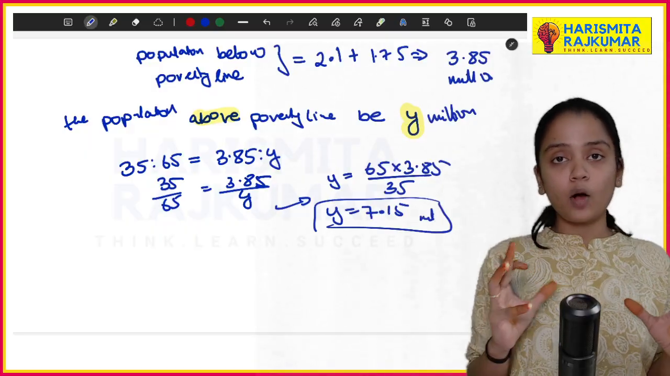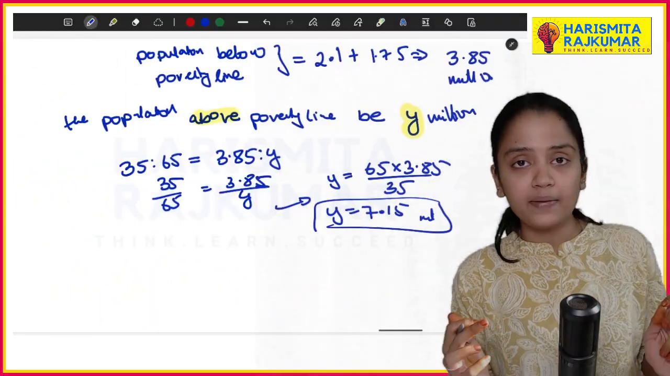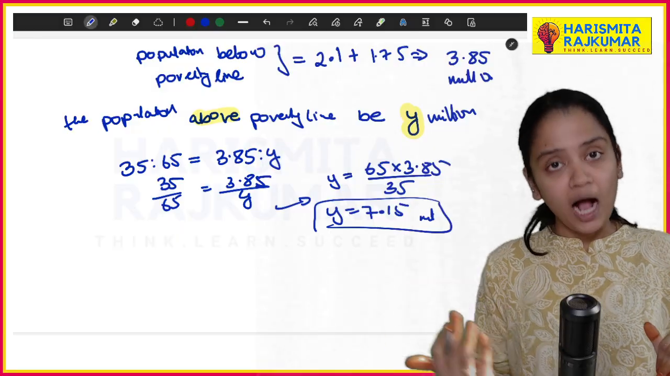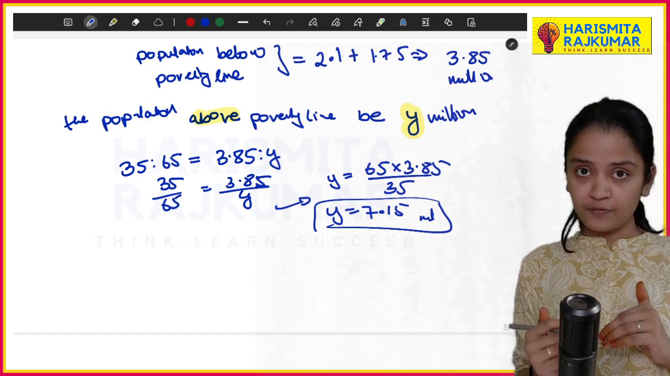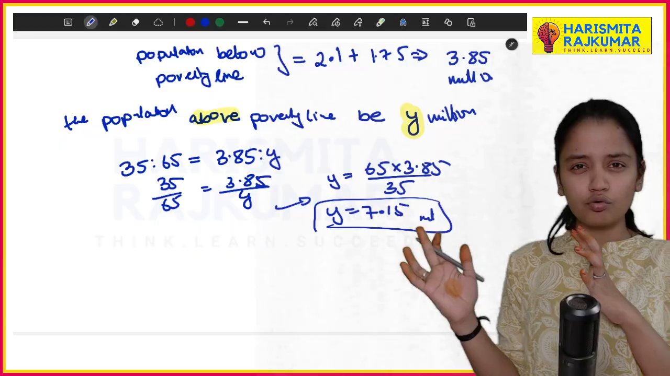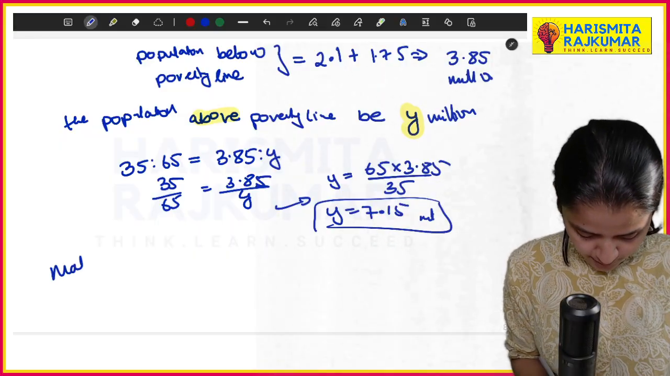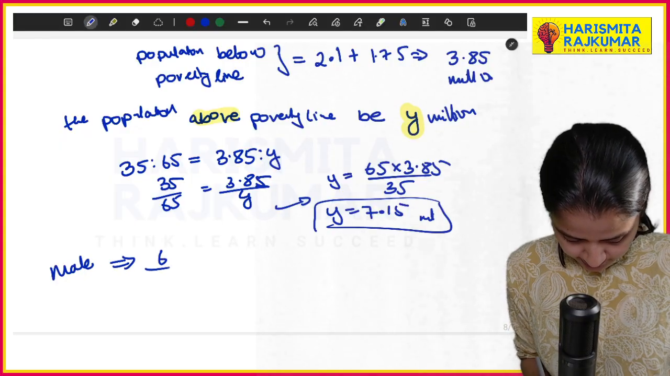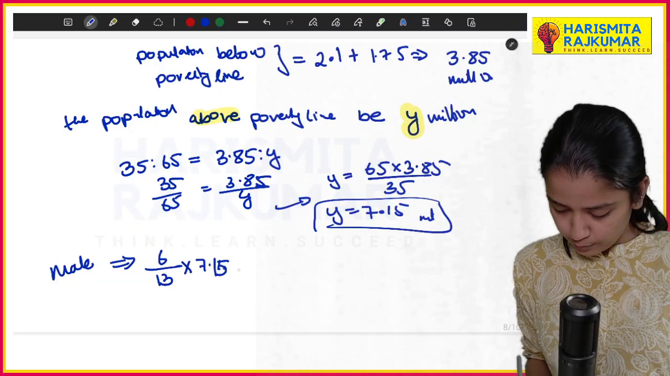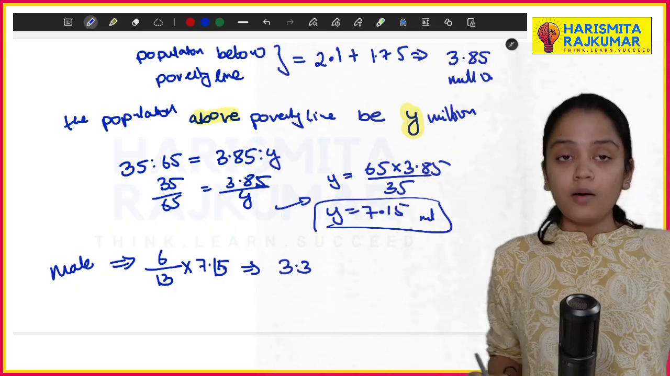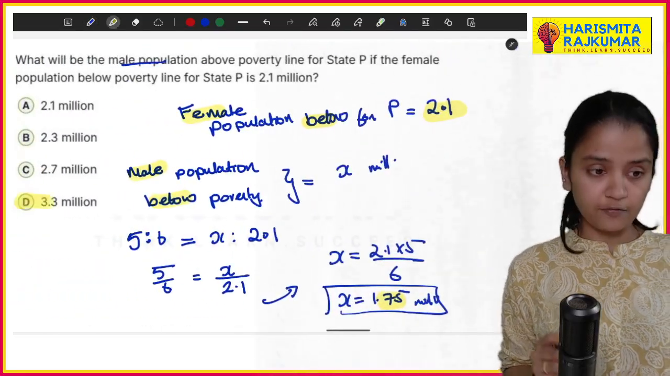Now, if we have the population above the poverty line, it is easy to find the male population, right? The ratio is given for above the poverty line. So the male population ratio is 6:7, which means 6 by 13. So the male population is 6 by 13 into 7.15, which is equal to 3.3 million. So this is our final answer. So 3.3 million is for this one.